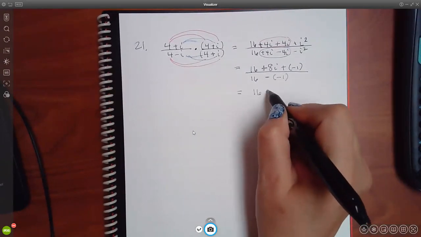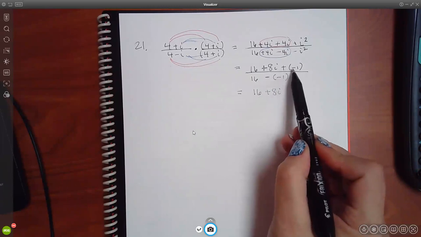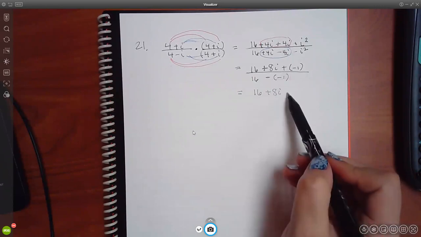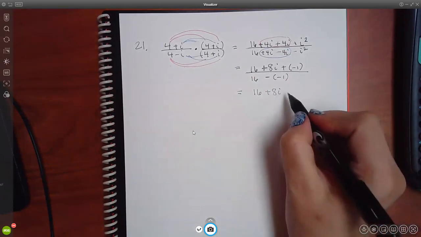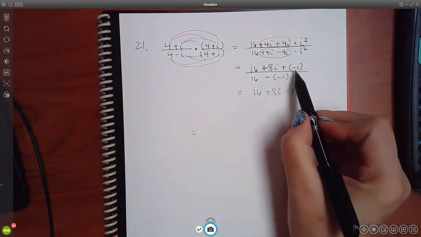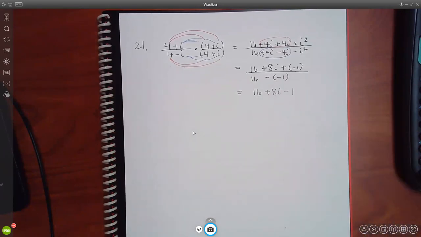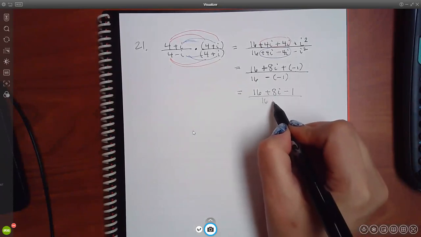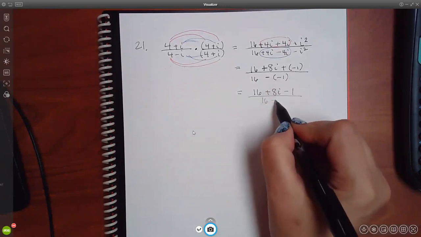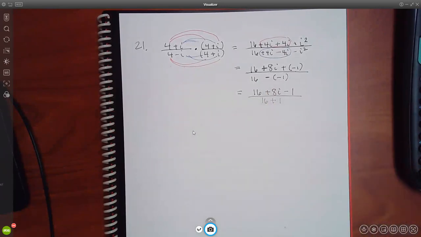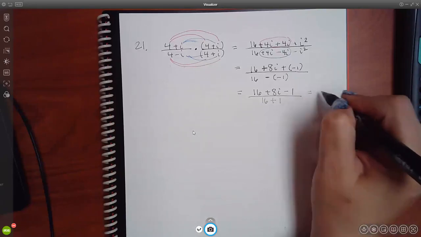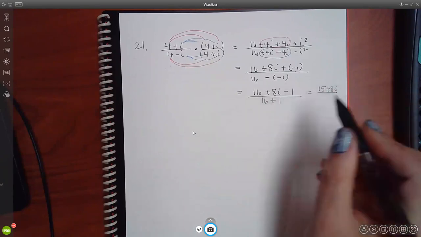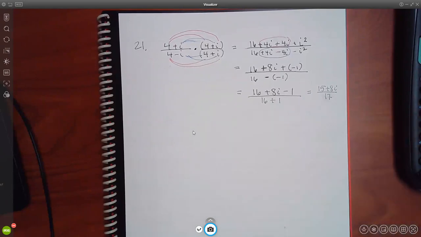So then here I have 16 plus 8i, and with the double sign, what's the true sign on the top? Should it be a plus 1 or a minus 1? Right. You just multiply those signs. A positive times a negative means the true sign should be a minus. What about at the bottom? Should it be a minus or a plus? Right, a negative and a negative makes it plus 1. And then the last thing is just to combine those real numbers. So on the top, I'm going to have 15 plus 8i, and at the bottom, I'm going to have 17.